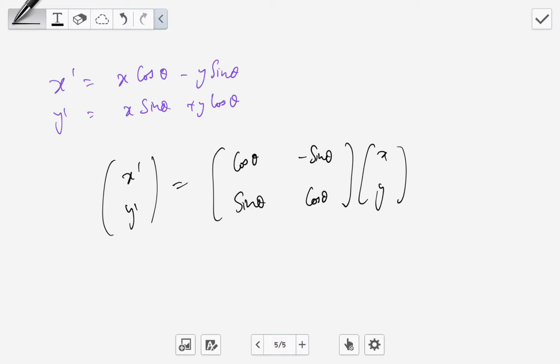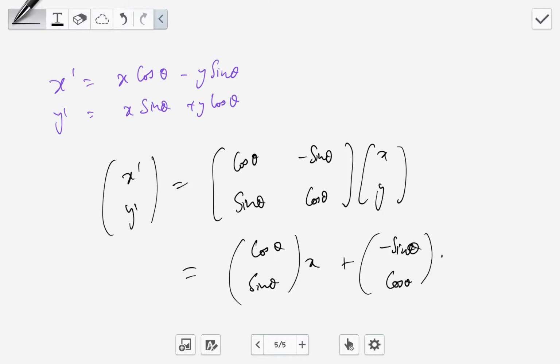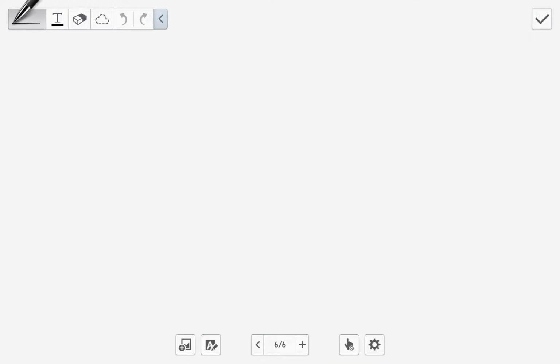Now I want you to see here in the Gilbert Strang way. What is that? Tell me what is that? It is cos theta sin theta times x plus minus sin theta cos theta times y. Okay, so this is your x dash y dash. What does this mean to us physically? Physically it means, I'll tell you.